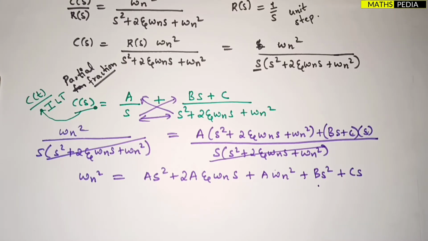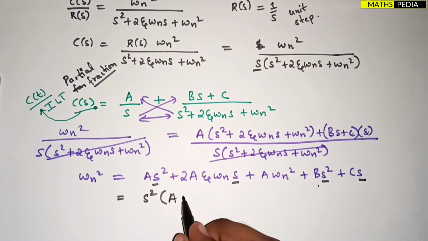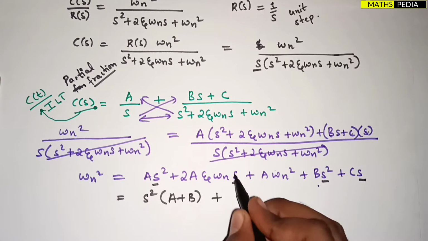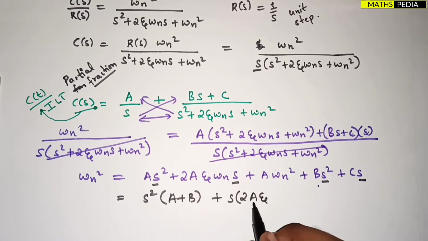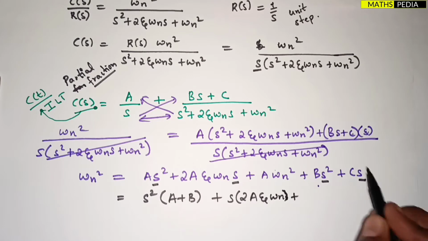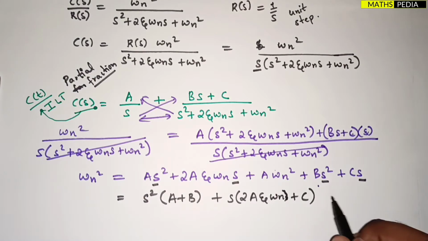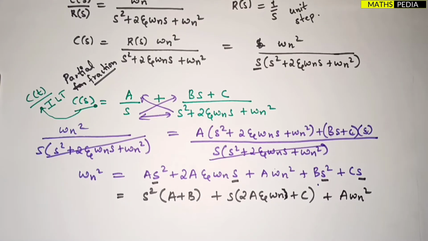Before that, one more thing I can do, I have to combine the like terms. Here you can see s square is there, s square is there, then s is there, s is there. I'll combine those terms. Now how will I combine? See here carefully. So s square I'll take. So what will be inside? a plus b, plus s I'll take outside. So what will be there? 2a zeta omega n, plus one more term is there, where is s? This term, so it is c. Plus what is the remaining term? a into omega n square.